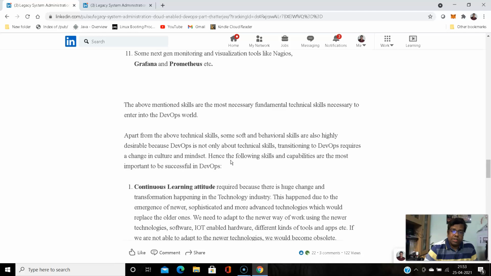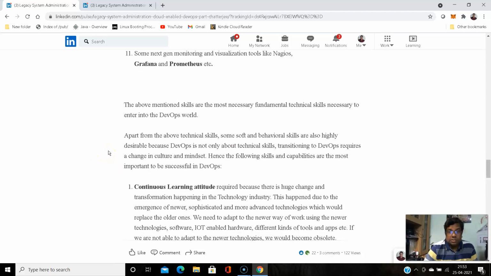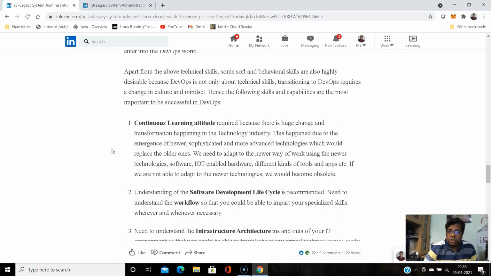So that you need to learn. Along with the technical skills, you need to brush up your interpersonal skills and mindset. You need to restructure your mindset. You should be open for continuous learning.